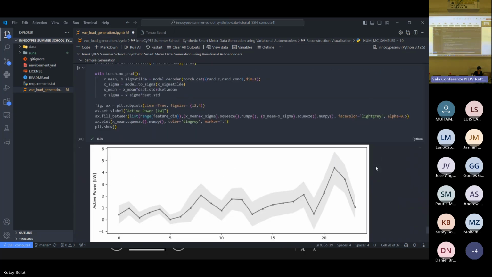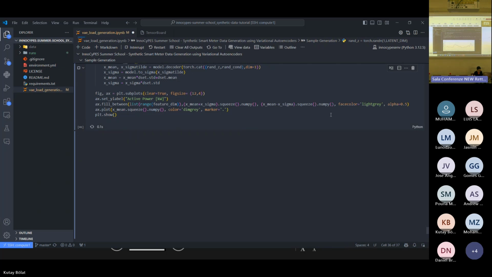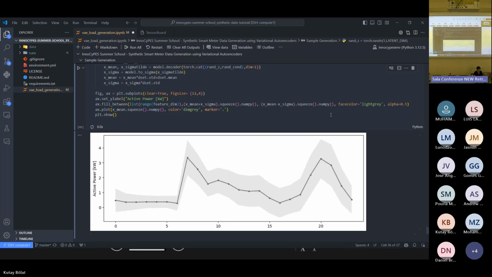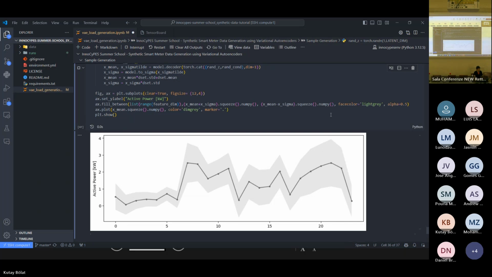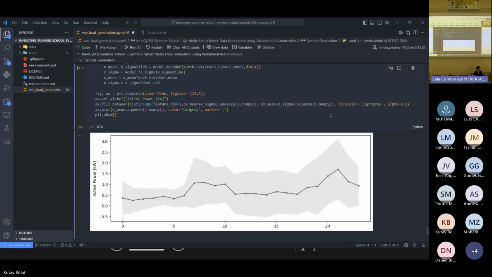And when it comes to sampling, we have a sample like this, right? And as you can see, by taking different samples from the latent prior, we can reconstruct or generate different kinds of synthetic data, right? Which is the most baseline case of the variational autoencoders for generating synthetic data.